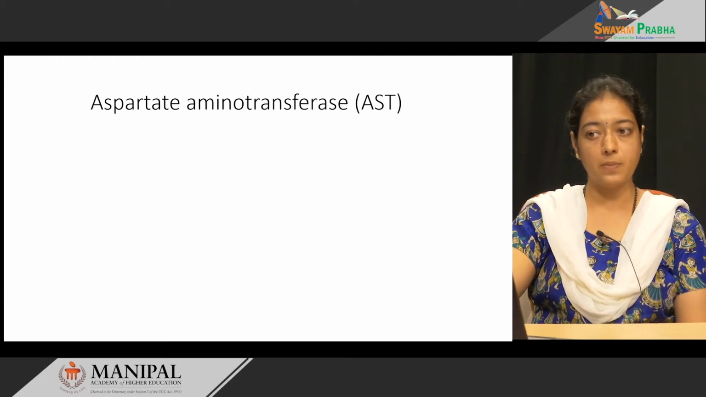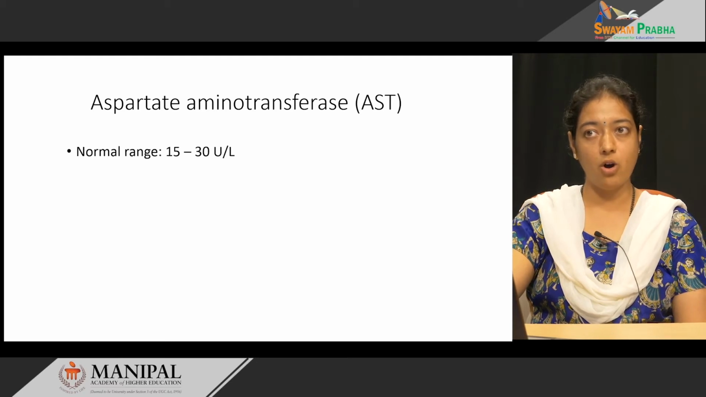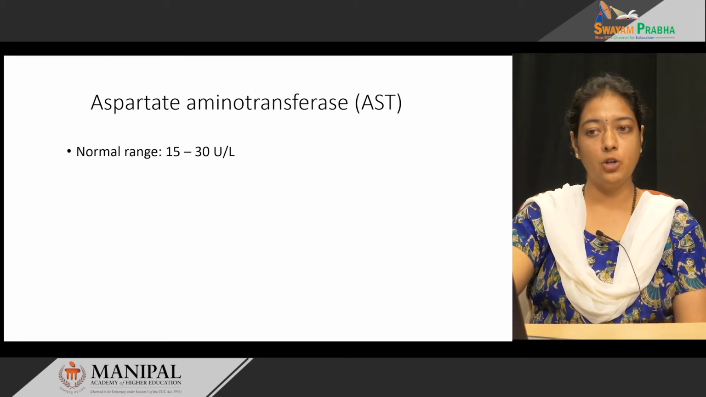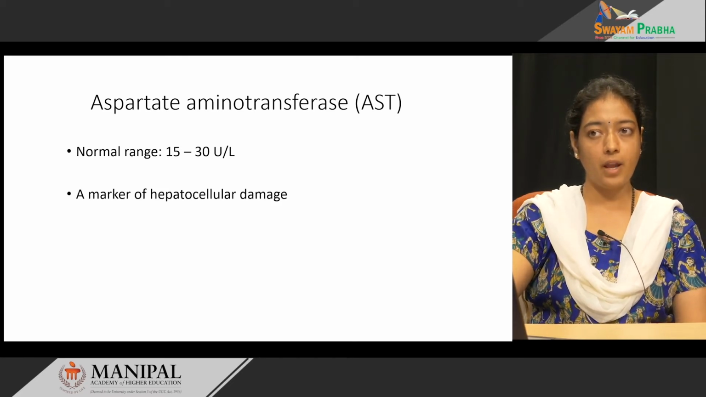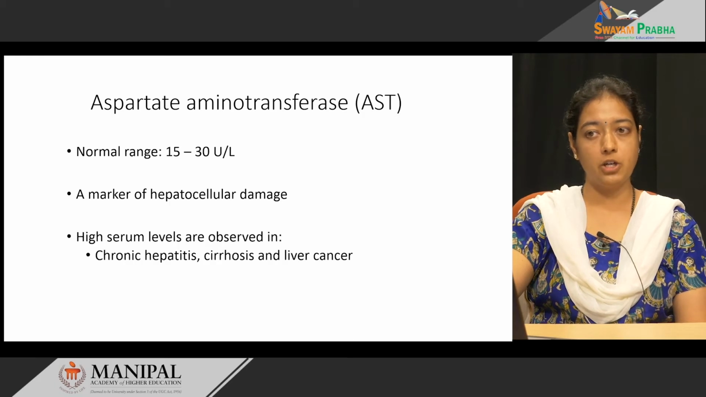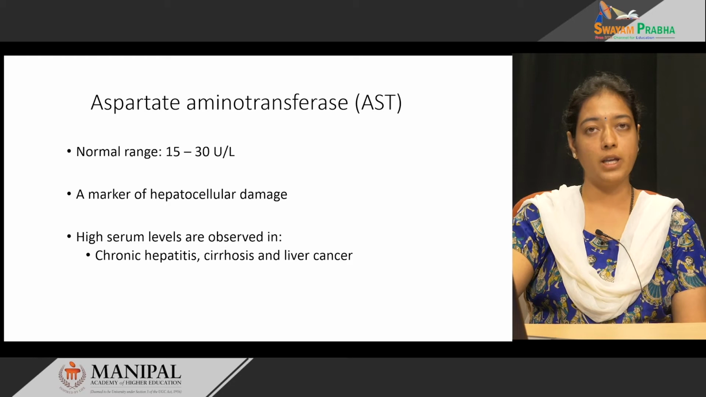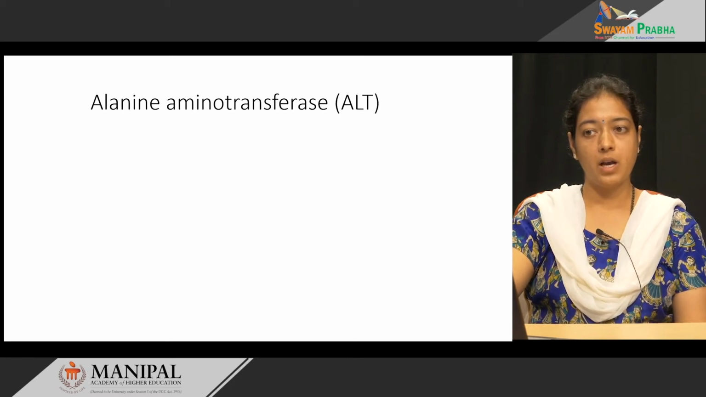Coming to aspartate aminotransferase or aspartate transaminase, the normal range is 15 to 30 units per liter. It is a marker of hepatocellular jaundice. The levels are very much increased in case of chronic hepatitis, cirrhosis and liver cancer.